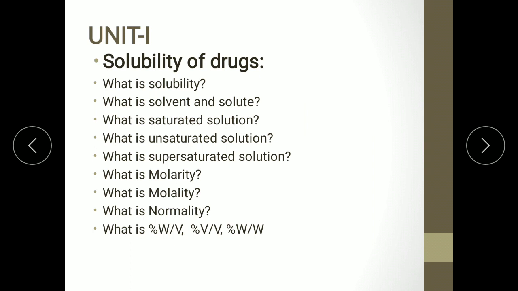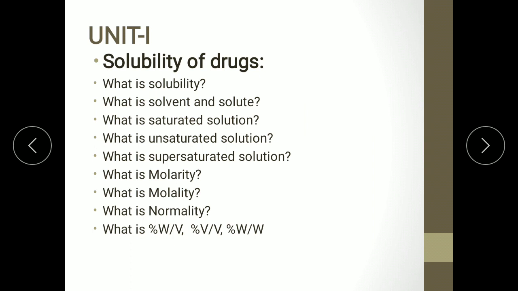Next, coming to your first topic, that is unit 1. I will start with solubility of drugs. Now in solubility of drugs, first we have to understand some basic terms. What is solubility, what is solvent and solute, what is saturated solution, what is unsaturated solution, what is supersaturated solution, what is molarity, what is normality, what is percentage weight by volume, percentage volume by volume, percentage weight by weight.